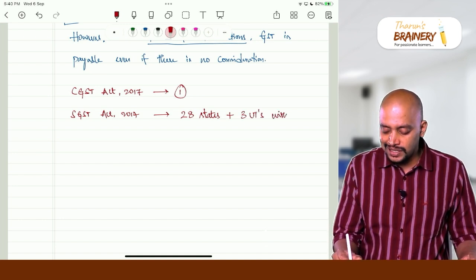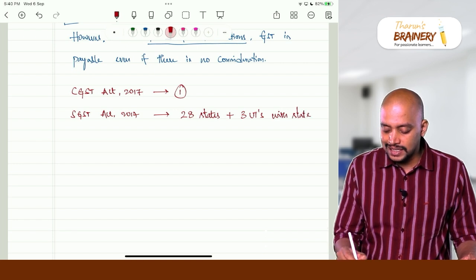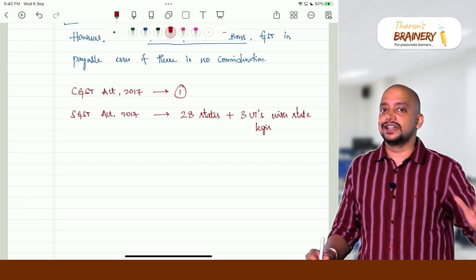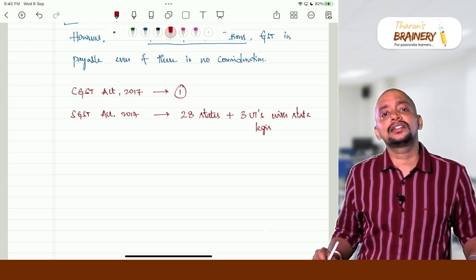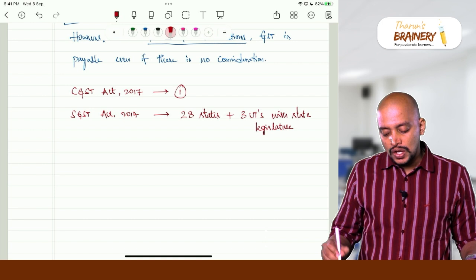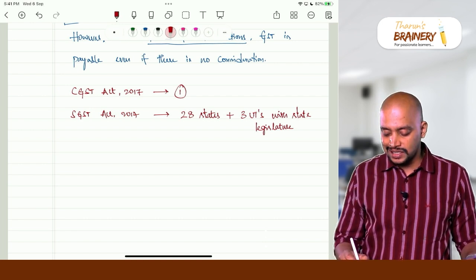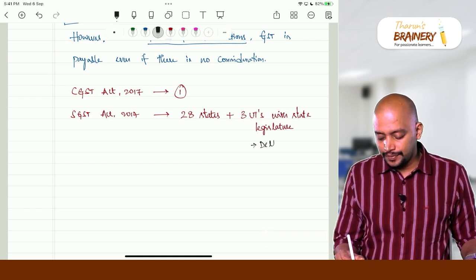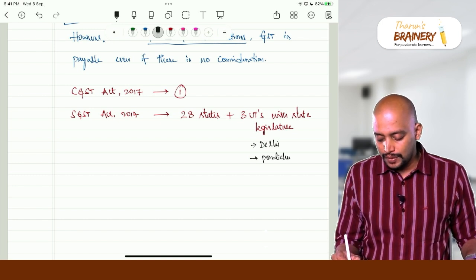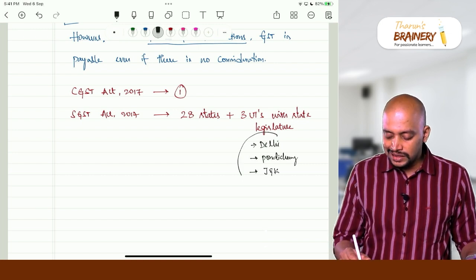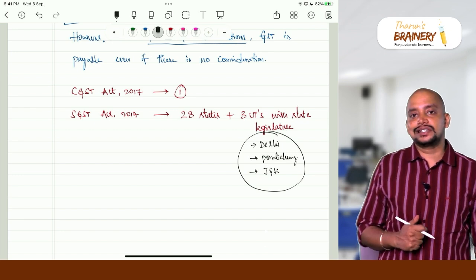3 union territories with state legislature means they are union territories only, but they will function like a state. They are not completely under the control of the central government. What are the 3 union territories with state legislature? Delhi, then Puducherry, Pondicherry, then Jammu and Kashmir. These are the 3 union territories with state legislature.